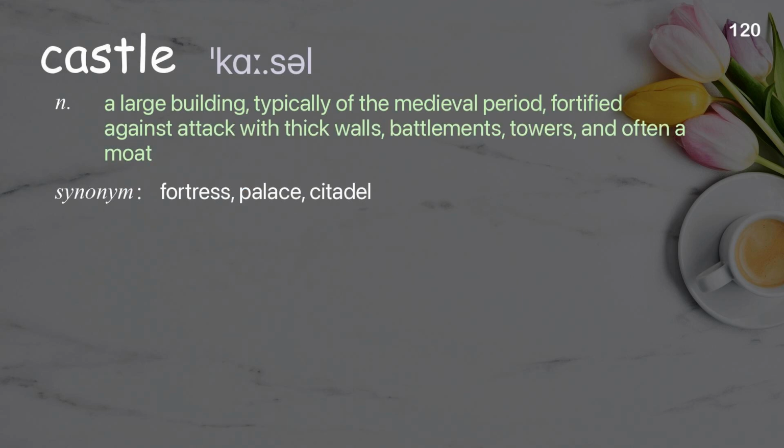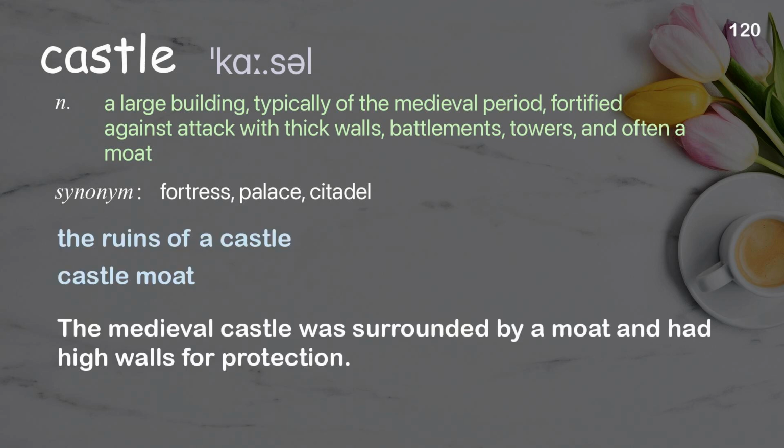Castle. A large building, typically of the medieval period, fortified against attack with thick walls, battlements, towers, and often a moat. Examples: The ruins of a castle. Castle moat. The medieval castle was surrounded by a moat and had high walls for protection.